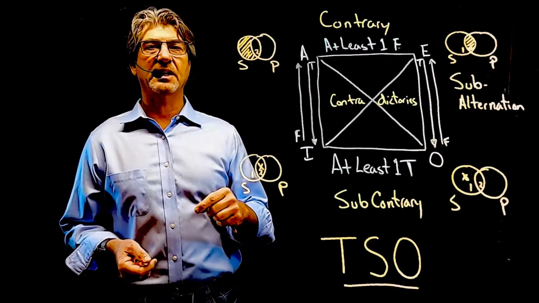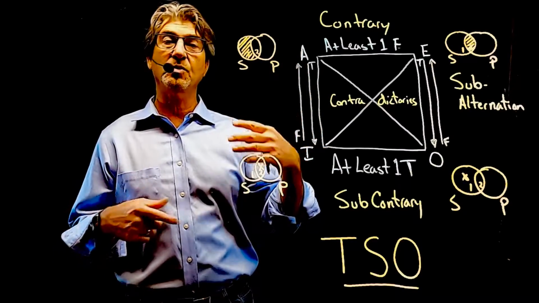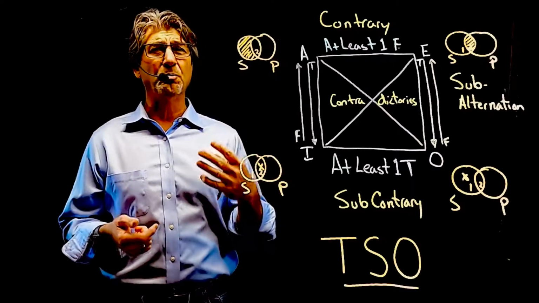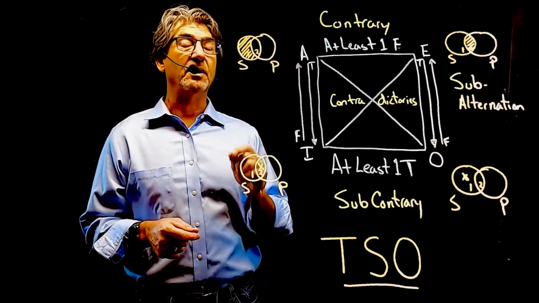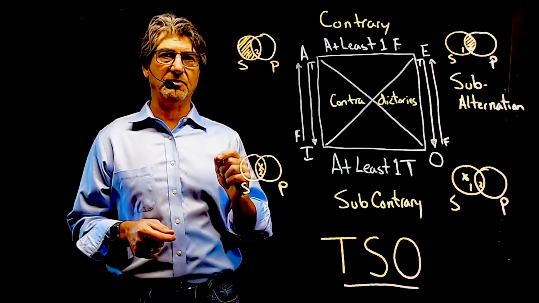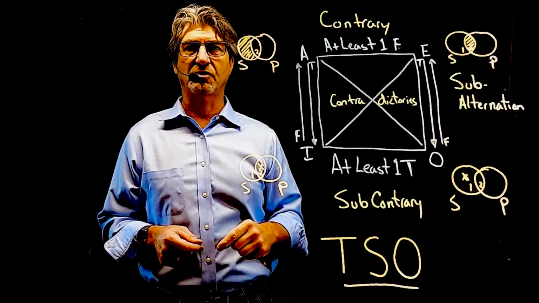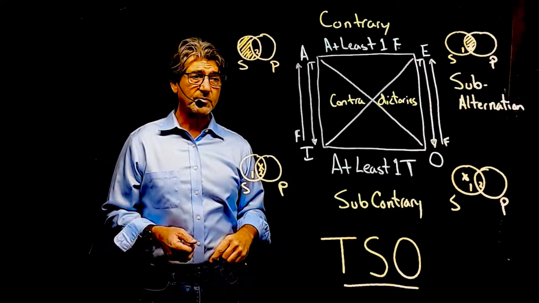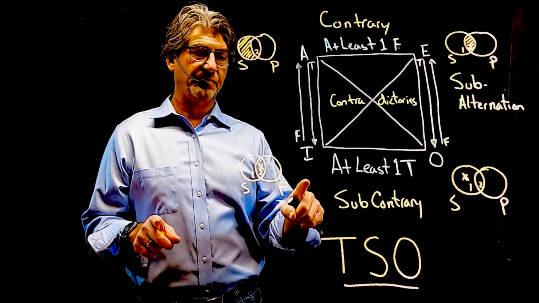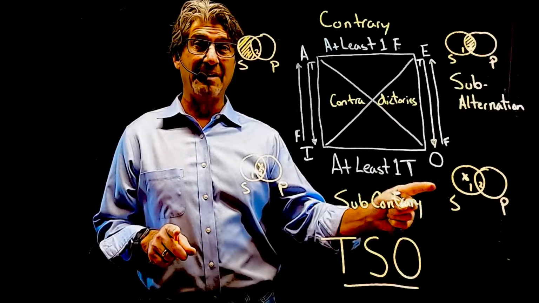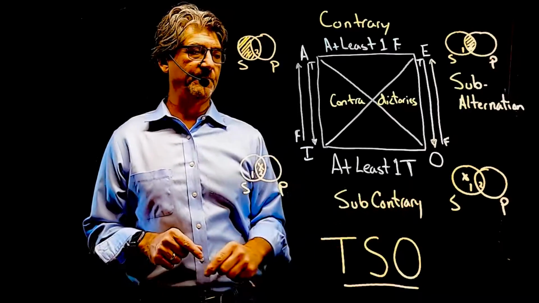The contrary relationship says that at least one of these has to be false. So if one of them is true, the other has to be false. Now they could both be false. That's a possibility. So if one is false, that doesn't tell you anything about the other. But if one of them is true, because at least one has to be false, the other one is going to have to be the false one. So if the A is true, you know that the E is false. Now, subcontrary. Here, at least one of them has to be true. So if one of them is true, the other one may or may not be. But if one of them is false, you know that the other one has to be true.